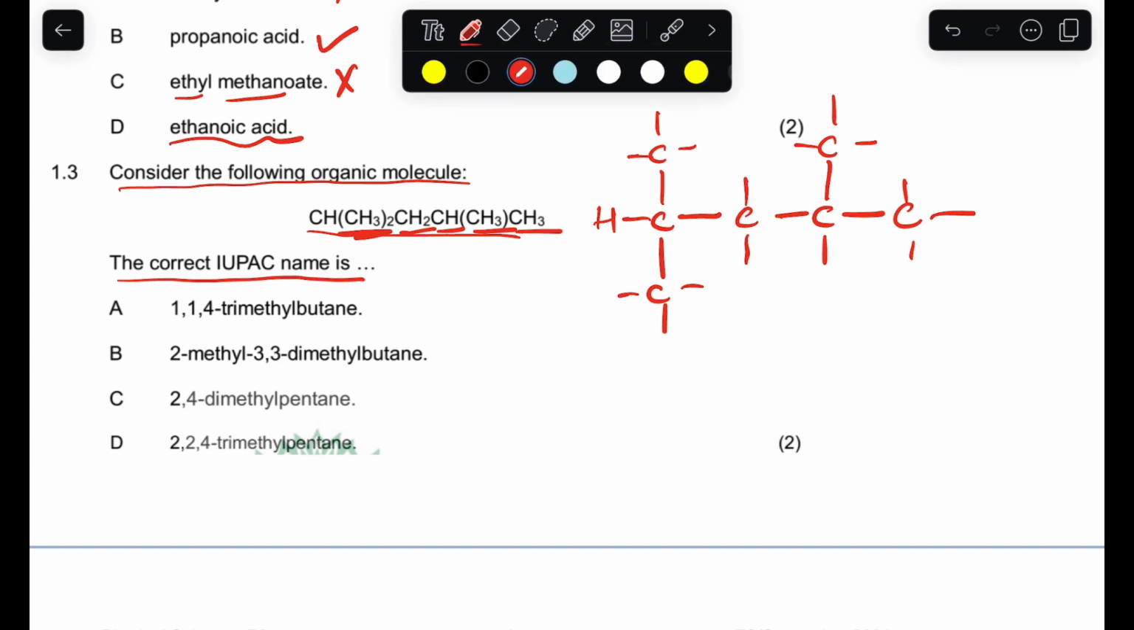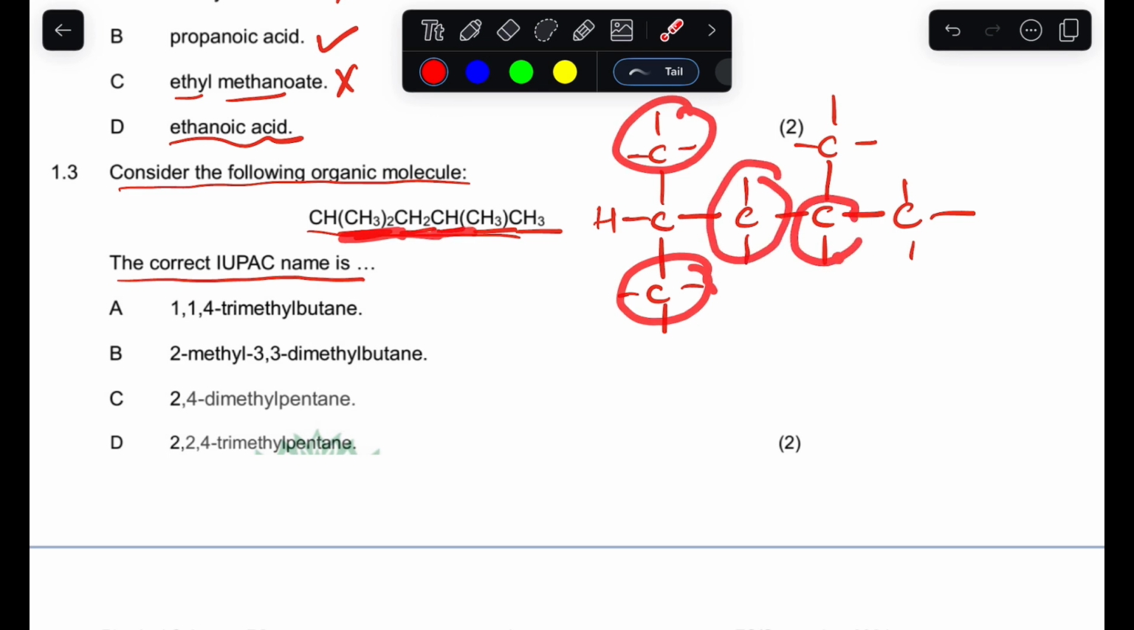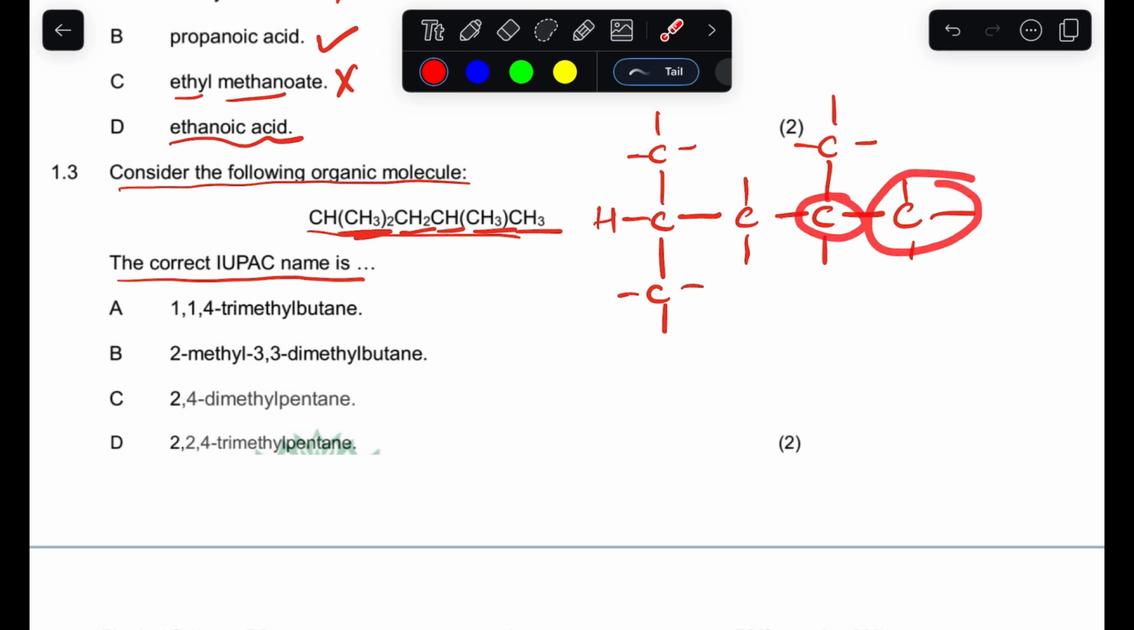The correct IUPAC name of this, let's change the color and use black. Let's look at the longest structure first. It's 1, 2, 3, 4, so it's going to be butane, right? Let's double check if we did it correctly. Here's the CH. In this CH you have CH3, which are the branches. Here's the CH3 and the CH3, and then we have a CH2 and the CH. In this CH there's a methyl, and in this other CH there's a methyl there. Okay, the longest structure is butane. 1, 2, 3, 4, 5. It's pent, right?